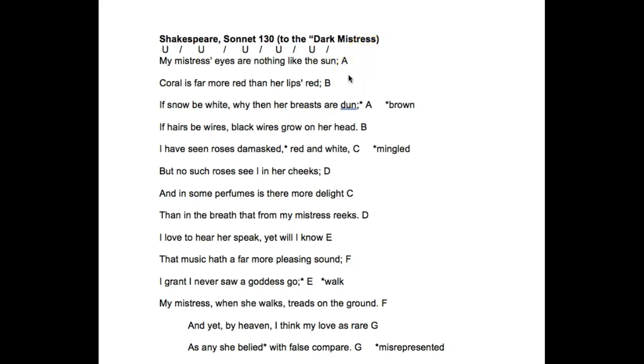My mistress's eyes are nothing like the sun. Coral is far more red than her lips' red. If snow be white, why then her breasts are dun. If hairs be wires, black wires grow on her head. I have seen roses damasked, red and white, but no such roses see I in her cheeks, and in some perfumes is there more delight than in the breath that from my mistress reeks. I love to hear her speak, yet well I know that music hath a far more pleasing sound. I grant I never saw a goddess go. My mistress, when she walks, treads on the ground. And yet, by heaven, I think my love as rare as any she belied with false compare.